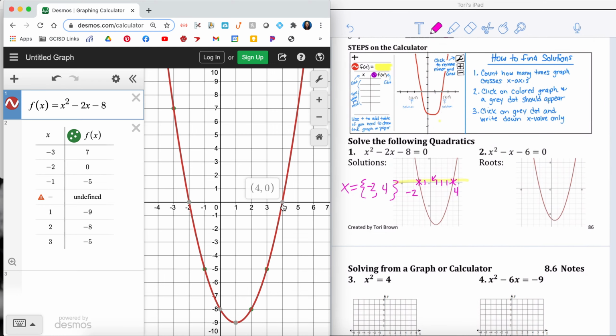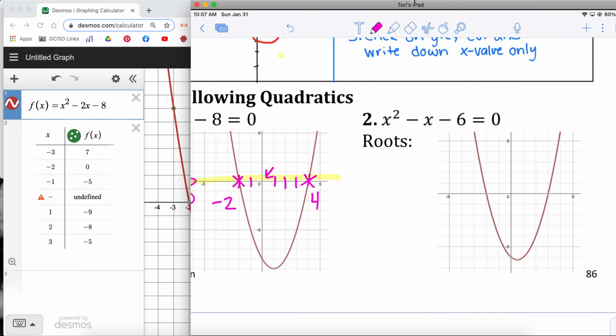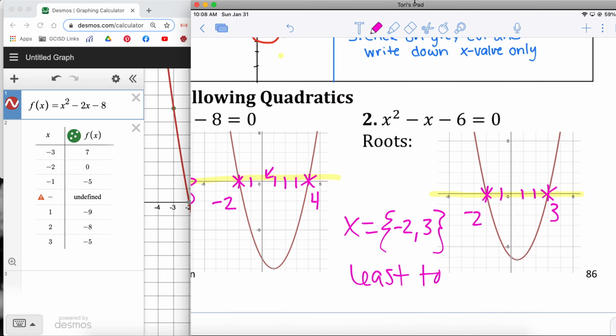I'm not going to use the calculator to do number 2 because, again, I have the graph already for that one. So if I look at problem 2, I'm going to say, all right, where does this cross the x-axis and how many times? Roots and solutions are the same thing. So I would say this one crosses 2 times. It crosses at a -2 and then 1, 2, 3. So my answer is -2, 3. Remember that we are always writing these least to greatest.